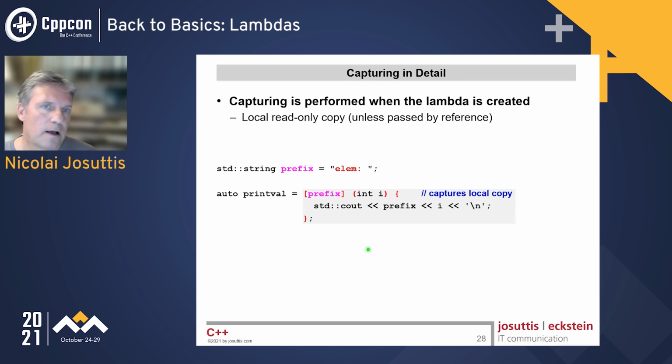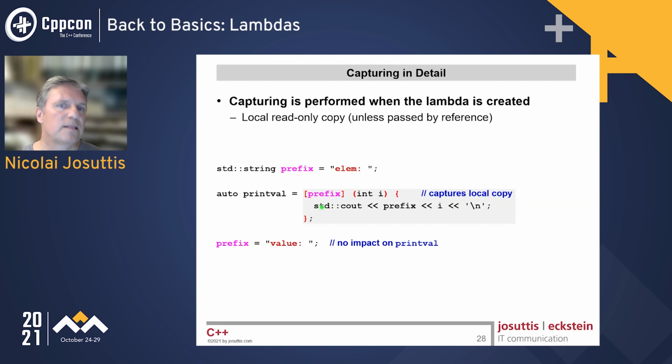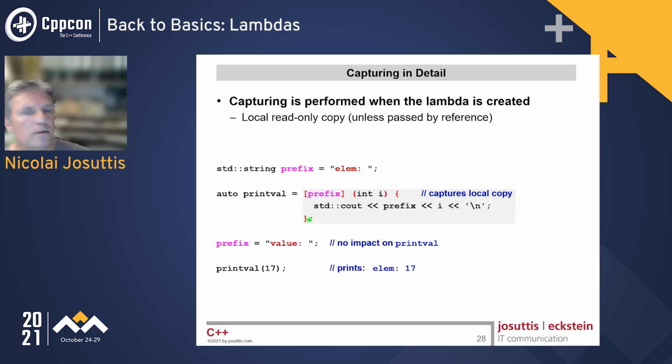So the rule is like this. You have a prefix, you define the lambda. This is the moment the lambda creates the copy. Remember, here we call the constructor of the generated closure type. And the constructor creates an internal copy of this prefix. So here the lambda now has its own prefix. So any modification of the prefix will have no impact on the defined lambda. So if we later on use the lambda, it will use the prefix we had when we defined the lambda.